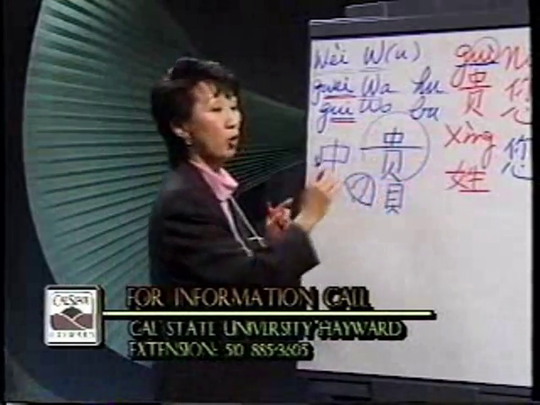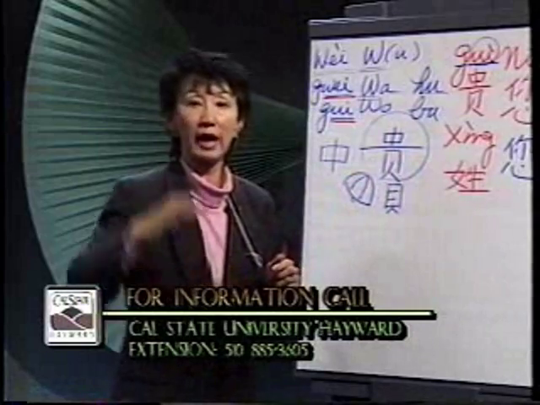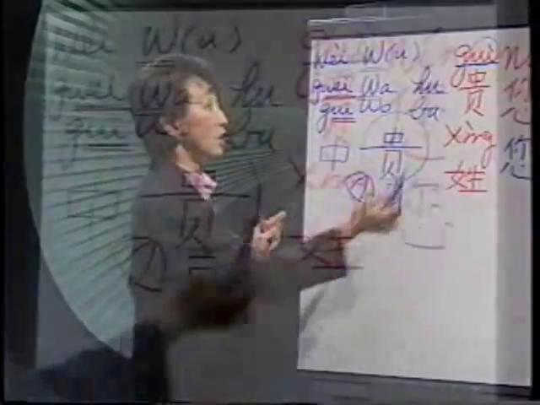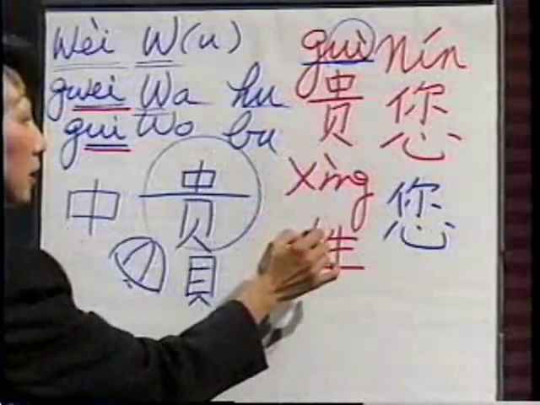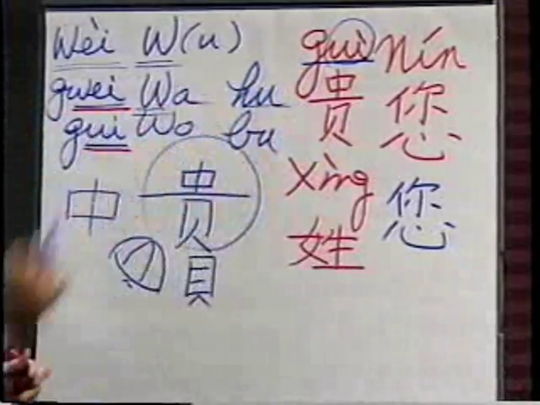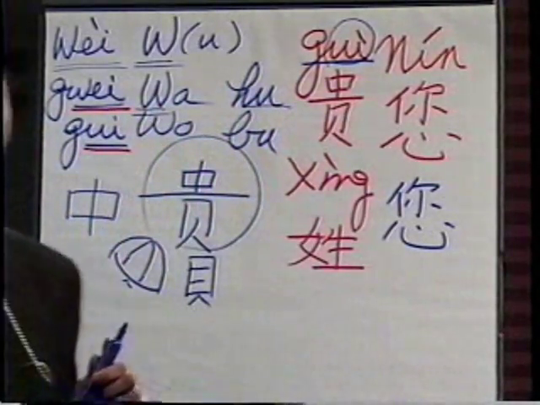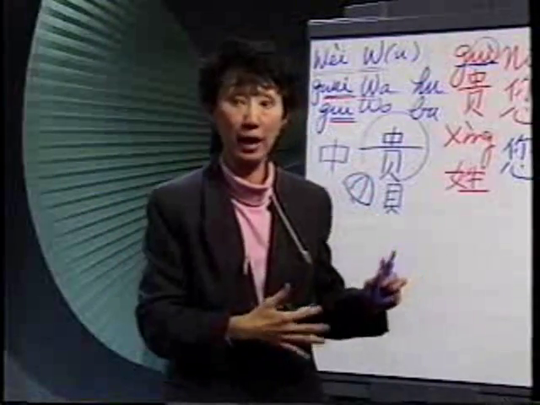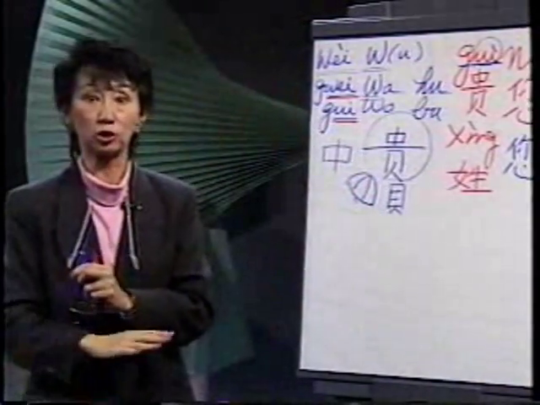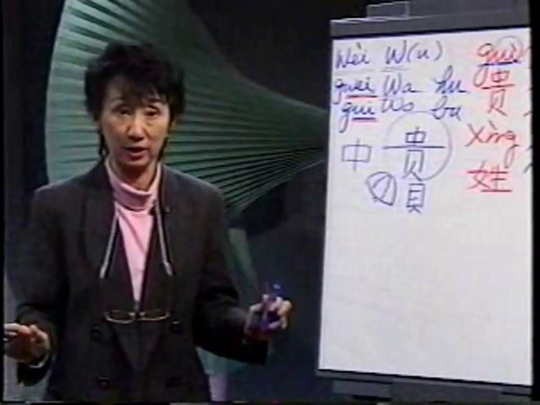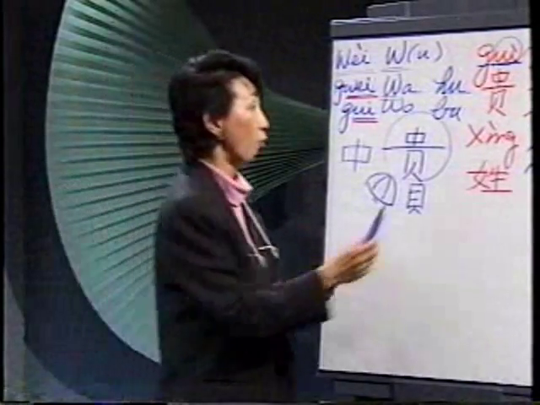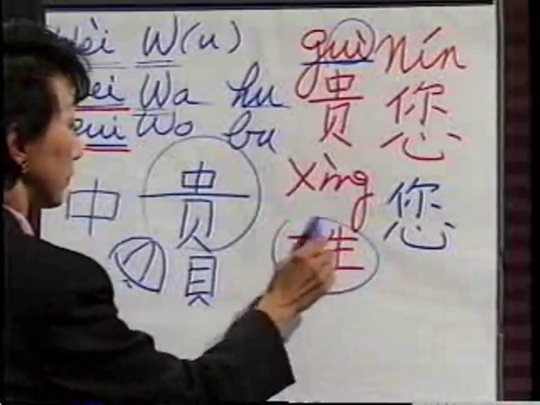And 贵 also means noble, in a higher level of society. So if you ask people 贵姓, it means what is your noble last name? Normally you will hear people answer, 我贵姓林. My noble last name is Lin. Please don't do that. That's a big mistake. You can only say 我姓林.